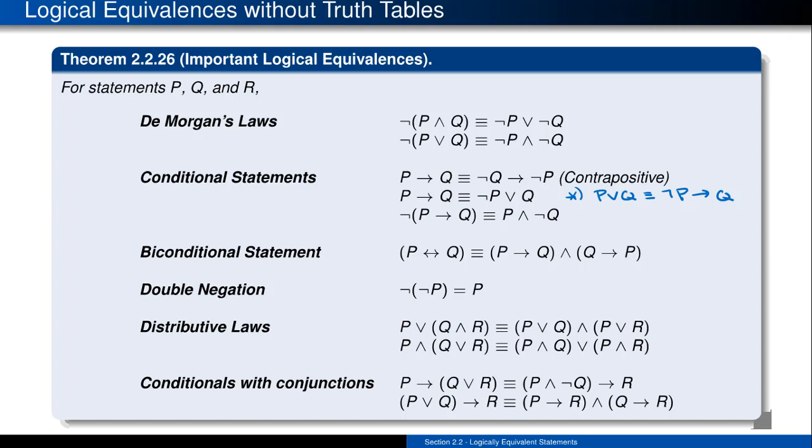So the idea is that if you negate P and Q, what's going to happen is I'm going to have not P or not Q. And that's exactly what that first one says. And you can do the exact same thing by switching those ands and ors around. Next, we're going to have the big conditional statements. Some of these we've used quite a bit already.